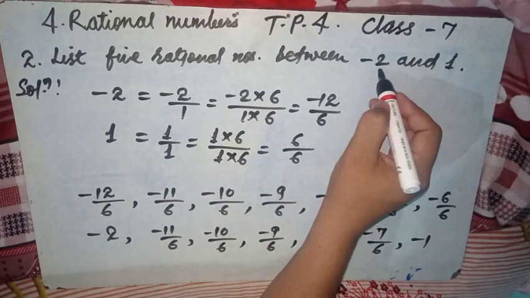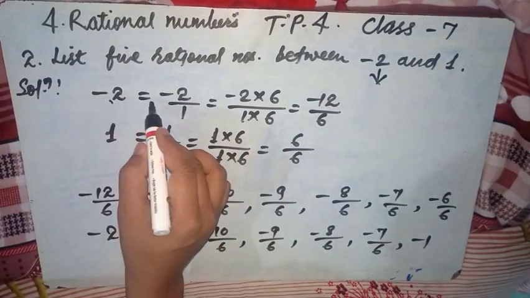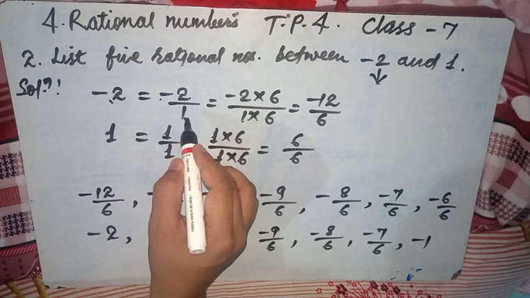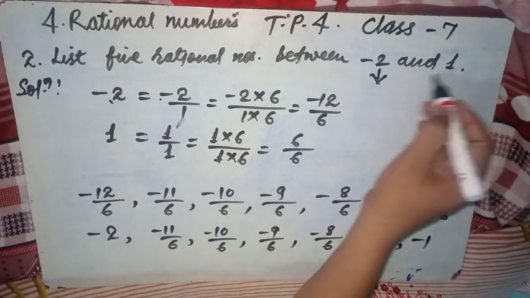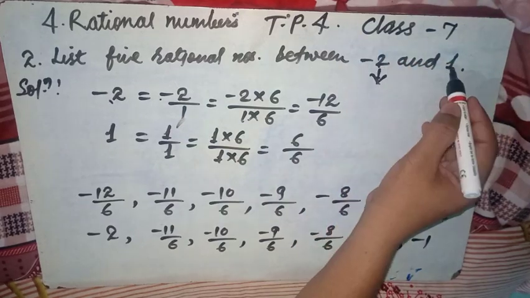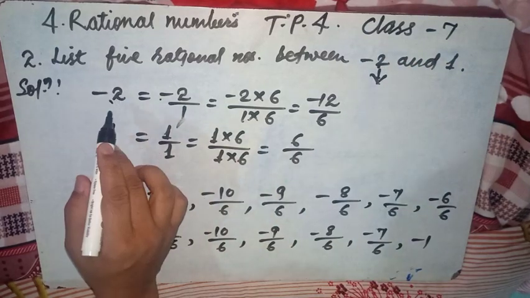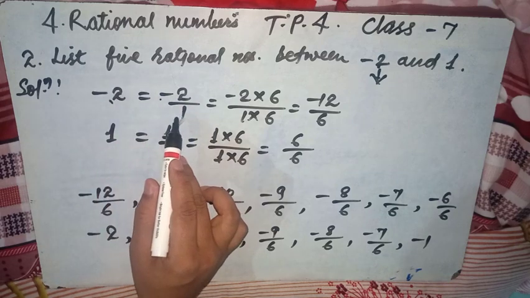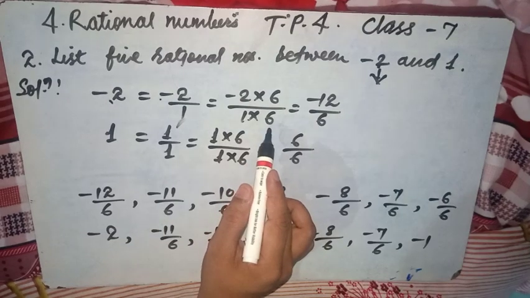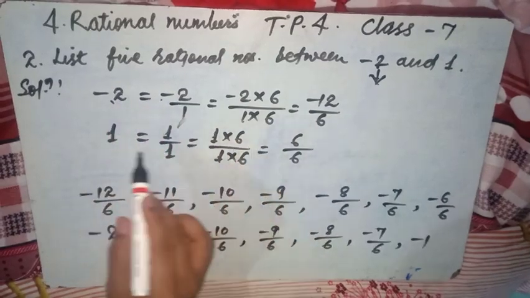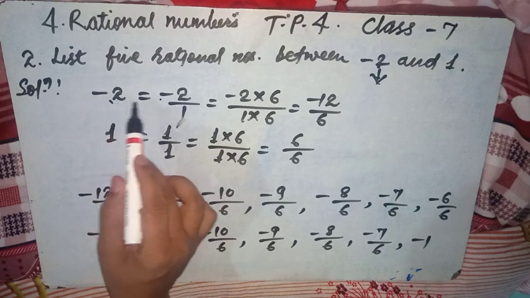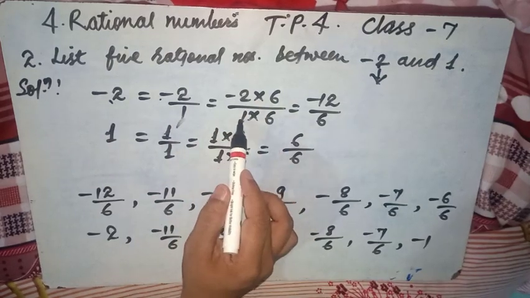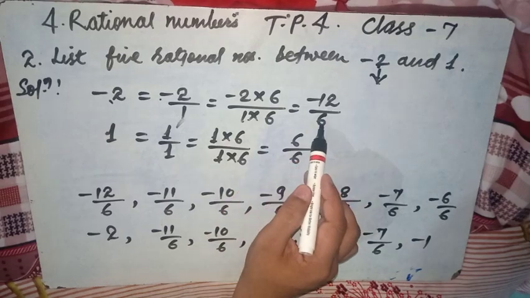First of all, write the given numbers, -2, which can be written as -2 by 1. Now we have to make the denominators of both rational numbers equal. Suppose -2 and 1 are given. Now we are going to make them rational numbers of the form p by q whose denominators are equal. Have a look, -2 can be written as -2 by 1. Multiplying -2 by 6 and 1 by 6 becomes -12 by 6.